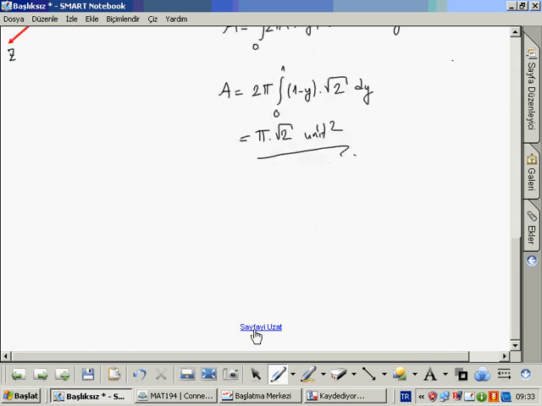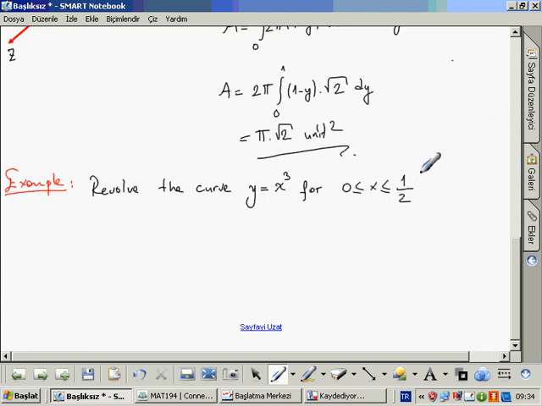And let's do another example. Revolve the curve y equals x cube, for 0 is less than or equal to x is less than or equal to 1 over 2, okay, about the x-axis, find the area of the surface of revolution.